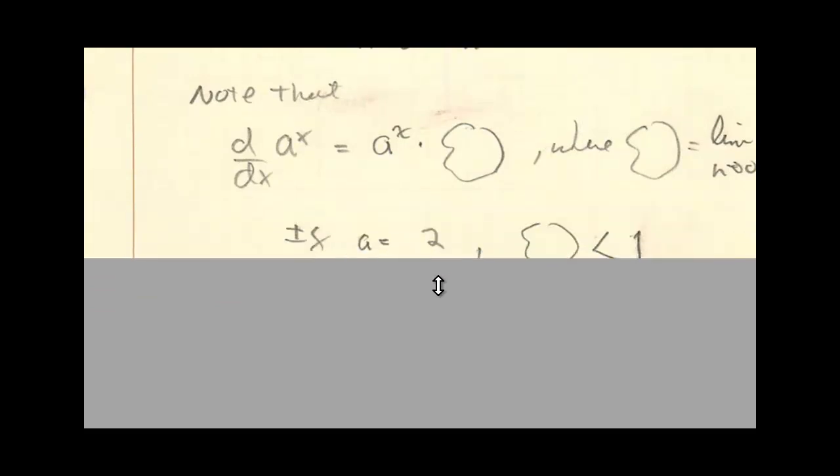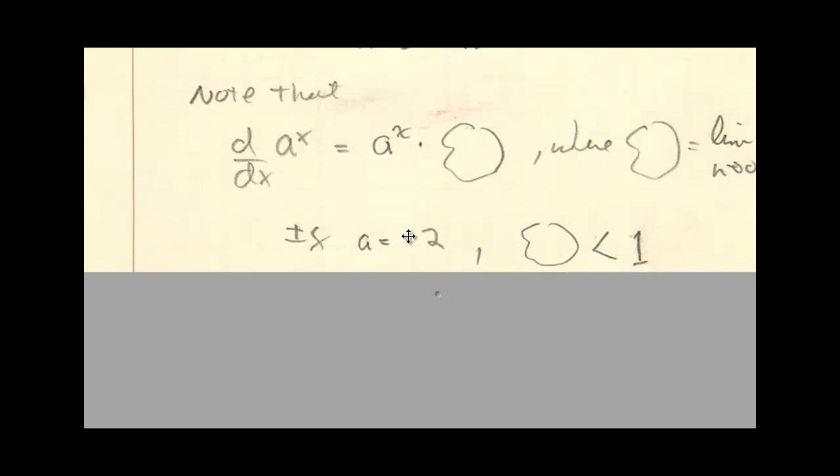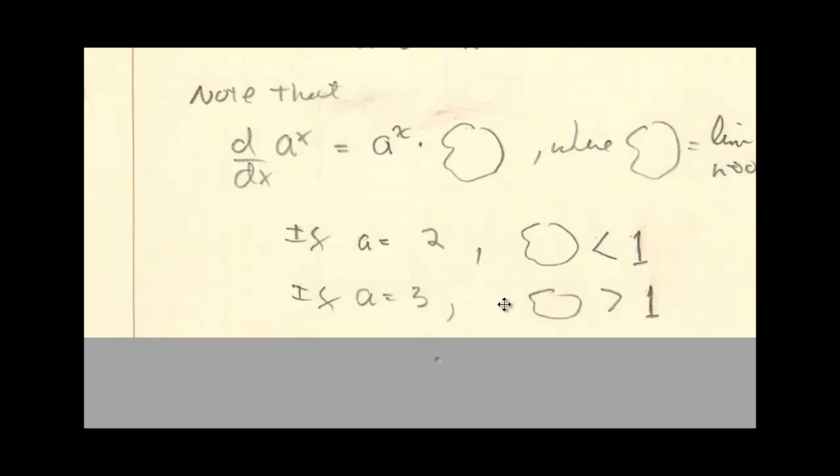So hold on to your hats, this is the tricky part. If a is 2, you can take 2 to the h minus 1 over h and let h go to 0.1, 0.01, 0.001, and you will see that it appears to converge to a number that is less than 1. If in fact you take a to be 3, that limit, 3 to the h minus 1 over h, and you put in 0.1, 0.01, 0.001, it appears to converge to a number that is somewhat larger than 1, which leads one to believe that there must be some number between 2 and 3 for which it is exactly 1.